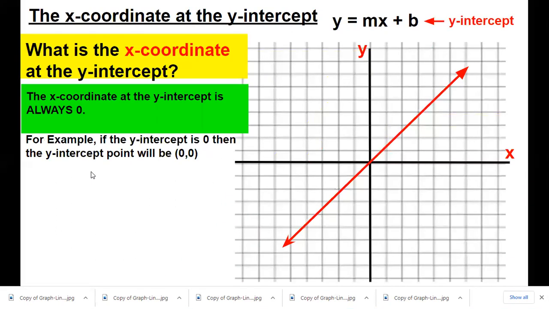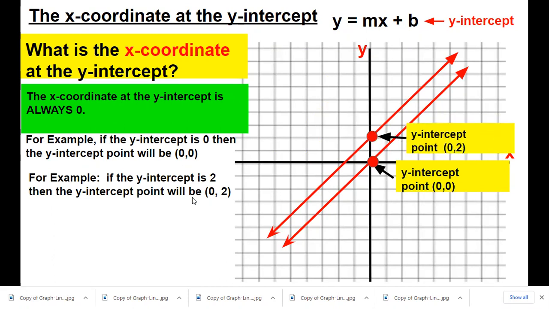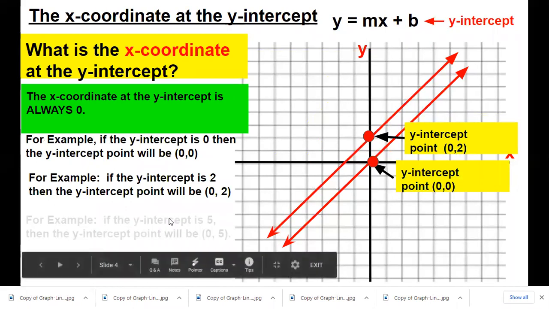There is our proportional relationship. This is (0, 0). It crosses the y-axis at 0, and this is also 0 for x. Y-intercept (0, 0). If the y-intercept is 2, then the y-intercept point will be (0, 2). See how that looks. Here it's crossing the y-axis at 2. But notice how x is still at 0, so that's (0, 2).